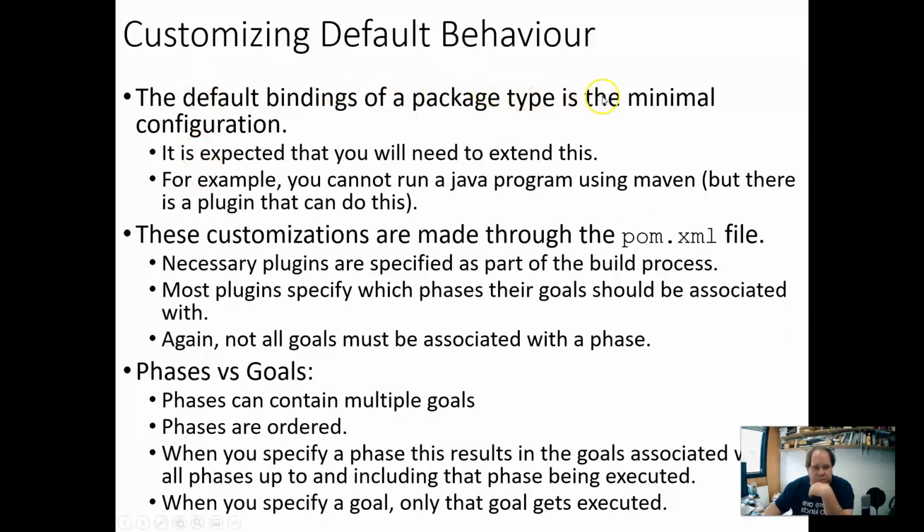So the default bindings of a package type is the minimal configuration for that type of package, and it's fully expected that you will need to extend this for the particular types of projects that you use. For example, you cannot run a Java program using Maven, but there is a plugin called the Codehaus exec plugin that allows you to do this. These customizations, where you need to specify additional plugins that you want to use, are made through the pom.xml file, this project object model file.